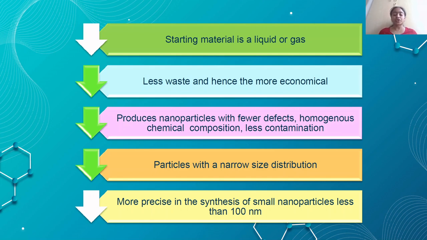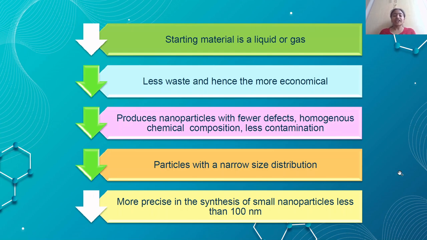This approach produces nanoparticles with fewer defects, homogeneous chemical composition and less contamination. They also produce particles with a narrow size distribution, and for this reason the bottom-up approach is considered more precise in the synthesis of small nanoparticles which are less than 100 nanometers.